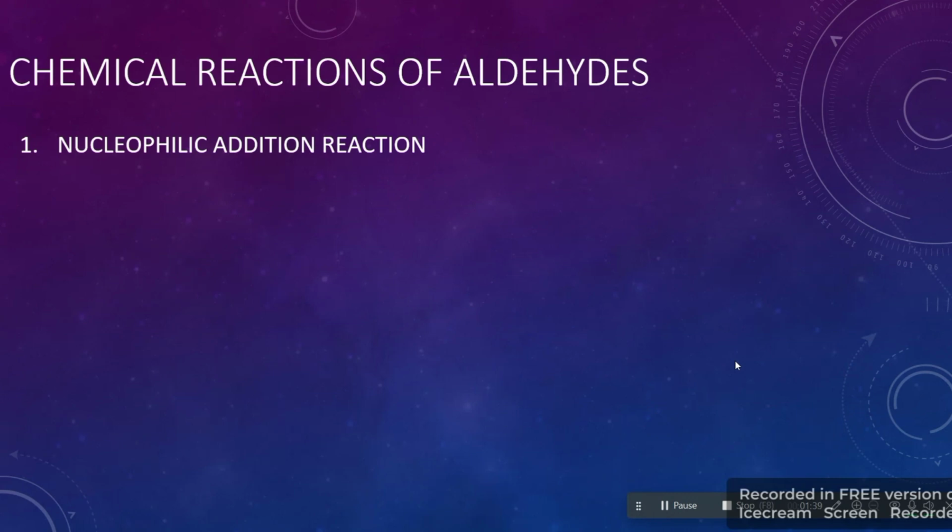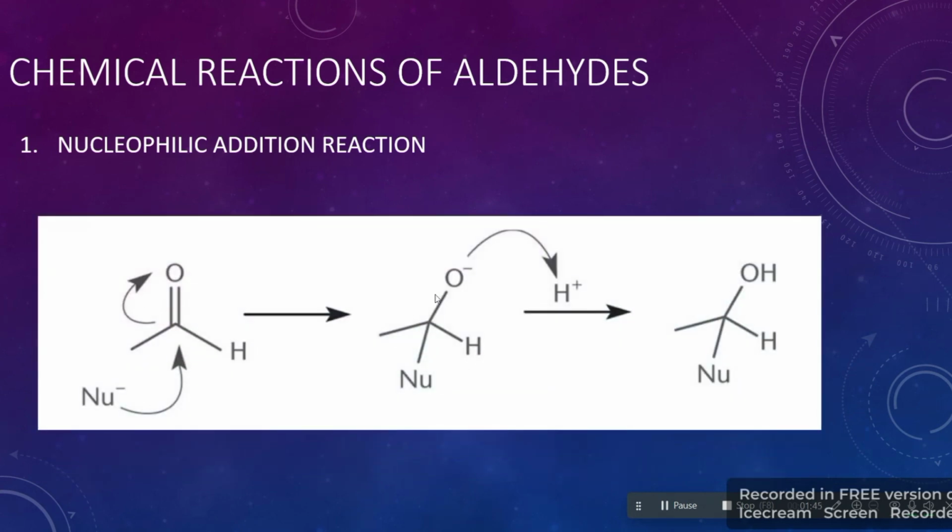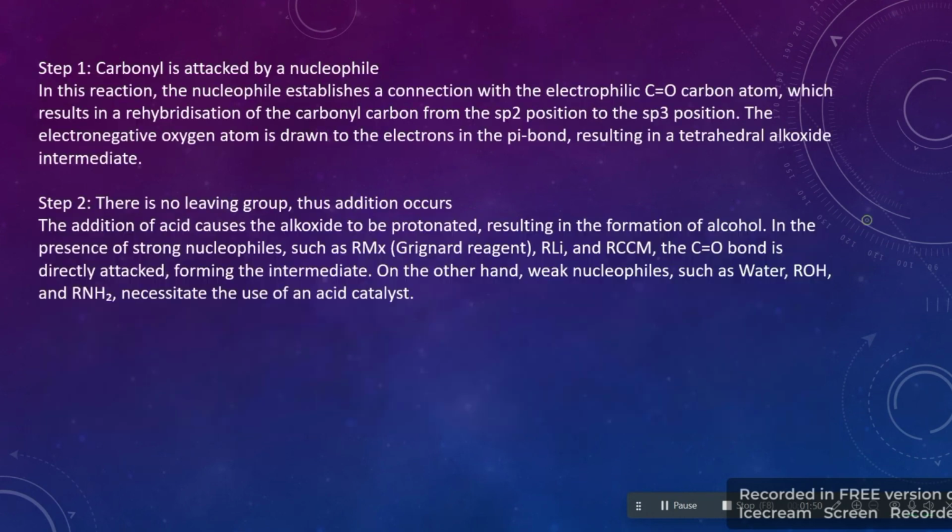Okay, the chemical reactions of aldehyde. First is the nucleophilic addition reaction. This is the reaction. We go step by step. The first step is that the carbonyl is attacked by a nucleophile. In this reaction, the nucleophile establishes a connection with the electrophilic C double bond O carbon atom, which results in rehybridization of the carbonyl carbon from the sp2 position to the sp3 position. The electronegative oxygen atom is drawn to the electrons in the pi bond, resulting in a tetrahedral alkoxide intermediate.